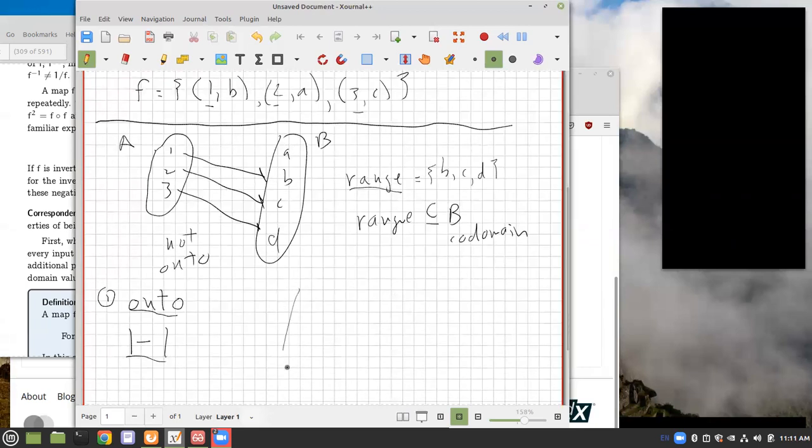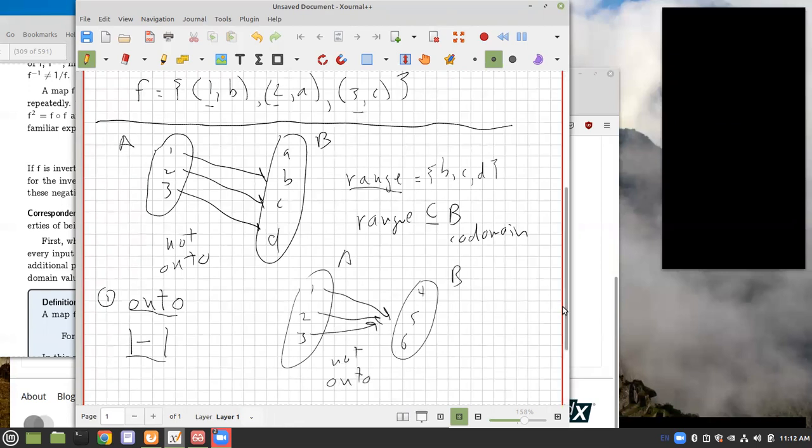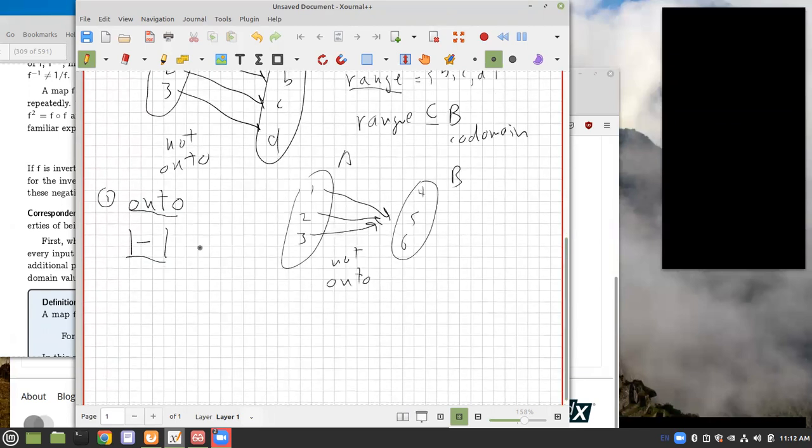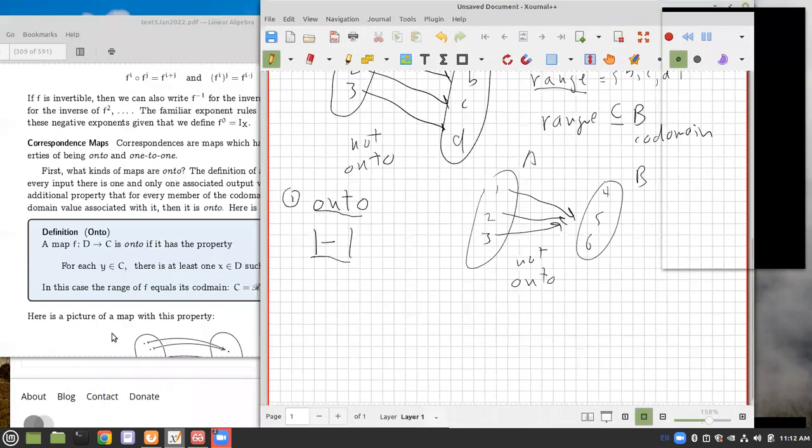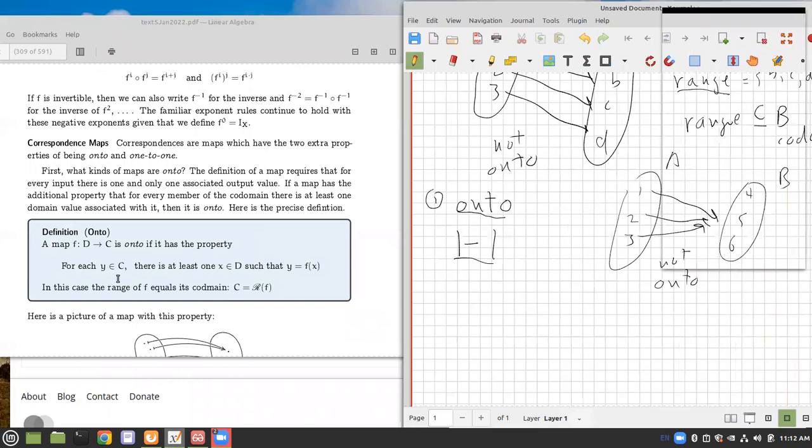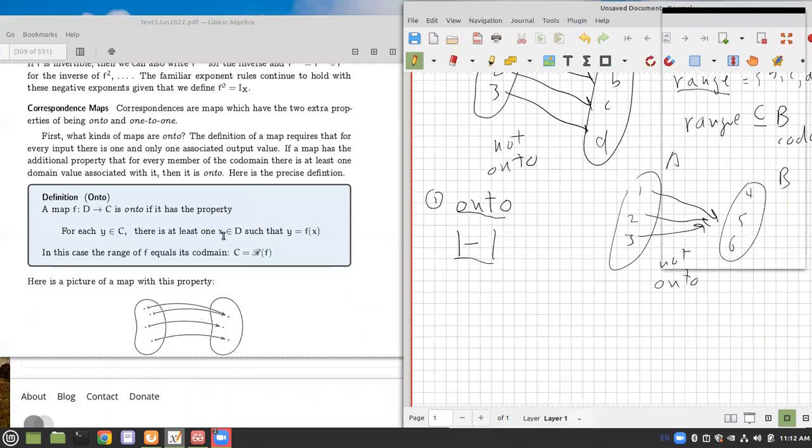For example, I could define a map 1, 2, 3, 4, 5, 6 like this. So this is not onto because 4 and 6 aren't partners. Okay, so that's what it says: for every codomain element, there has to be a domain element that points to it. That's the essence of what this formal definition says: for each Y in the codomain, there's at least one element in the domain such that that element X points to or leads to the element Y.